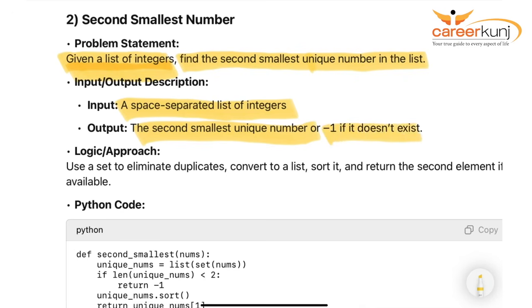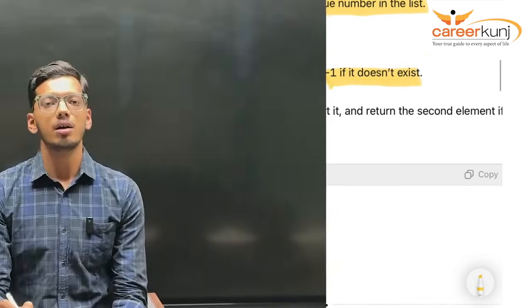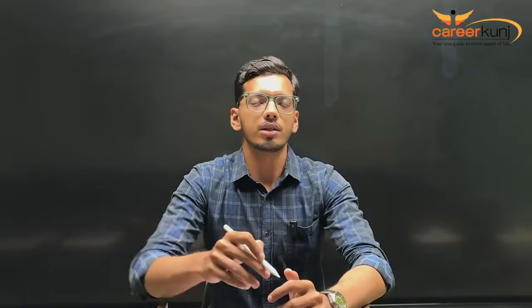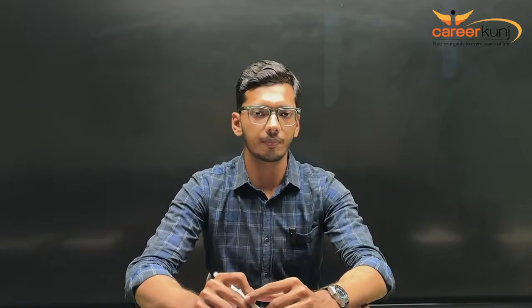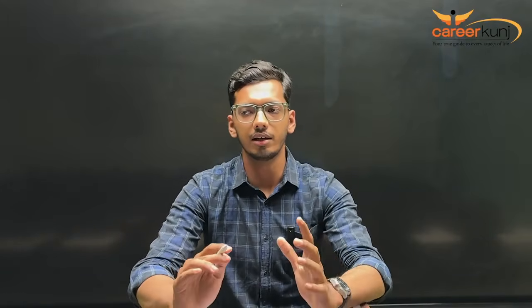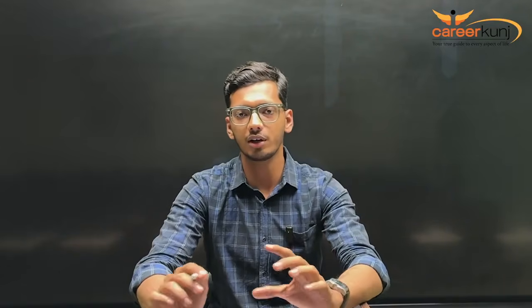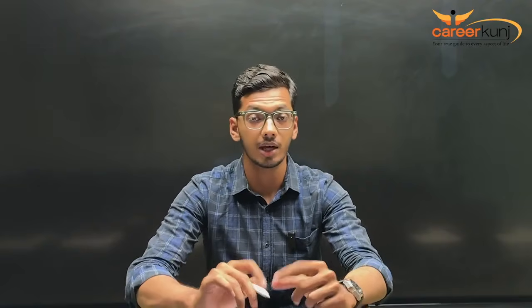For example, if I give all the values as 0, what will be the second smallest number? A unique number can be -1. So before we start coding, we should first learn what is the logic we'll be using here. Basically, we'll be having a list or a string of numbers. First thing that we'll do is remove all the repetitive numbers. We'll only use the unique or distinct values. Then we'll sort it, get the second smallest number of it and pass it to the output.